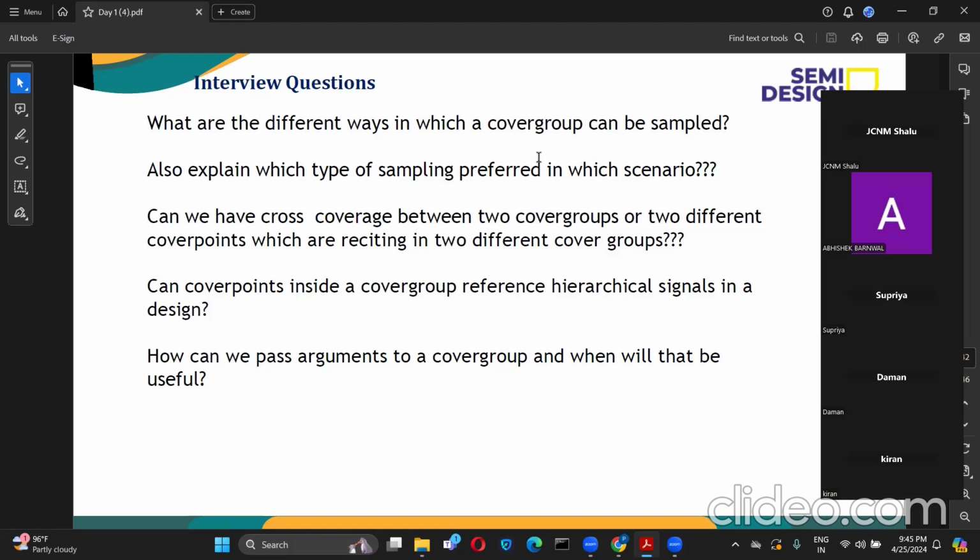What is the main difference between the dot sample method and the clock edge? Both are used for sampling only. If you give a particular clocking event at the positive edge of the clock, your covergroup will get sampled at every positive edge. Or if you just write covergroup dot sample, it will sample whenever there is a change in any of the coverpoints or variables used in the covergroup.